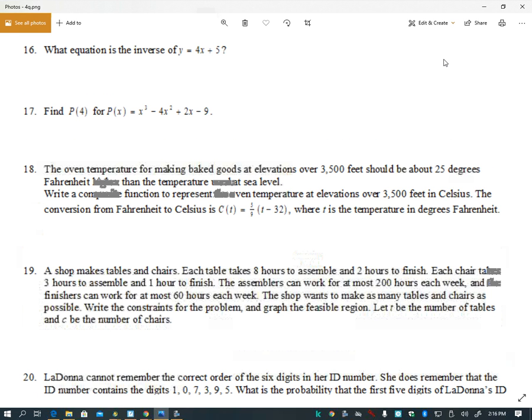Okay, 16. What equation is the inverse of y equals 4x plus 5? There are 2 steps necessary to find the inverse of an equation. Those steps aren't hard, but if I ask you what is step 1, can anybody tell me? If I want to find the inverse of a function, what is step 1? It's not as simple as just making y negative. That's the whole thing that we're trying to do, but what's the first step in that? Go ahead, Mia.